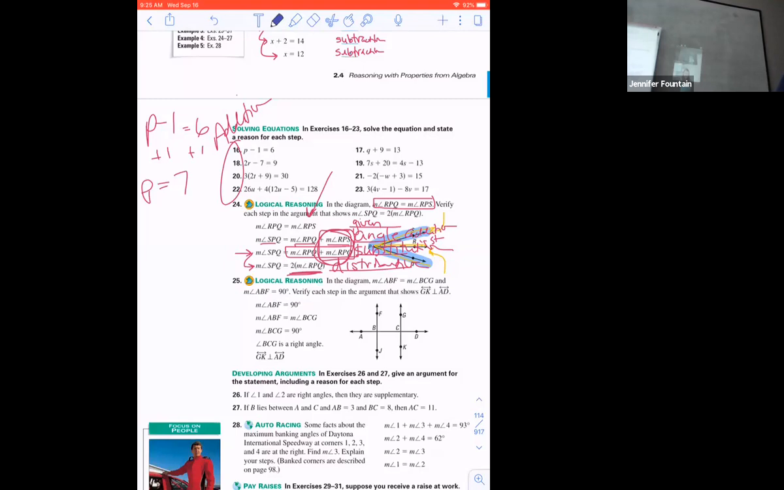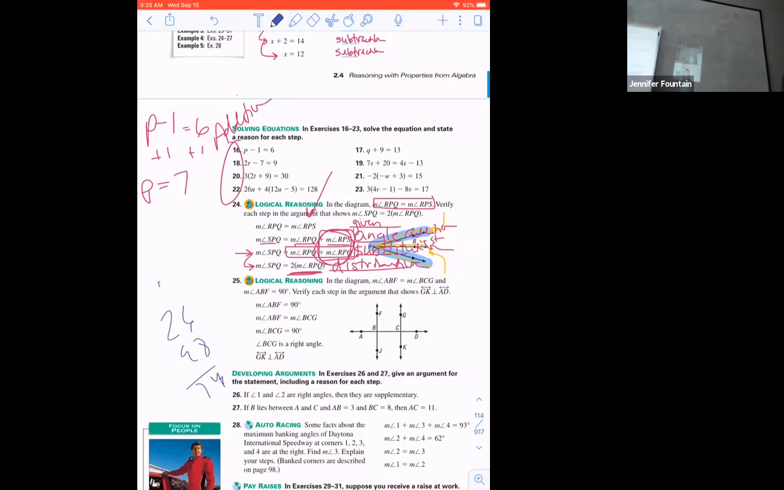And then finally 22, 26u plus 4 times 12u minus 5 equals 128. First thing I'd have to do is distribute the 4 to 12u minus 5. So I'd have 26u plus 48u minus 20 equals 128. Then I would need to combine like terms. So I'd add 26u and 48u, and 26 and 48, 74. So I have 74u minus 20 equals 128.